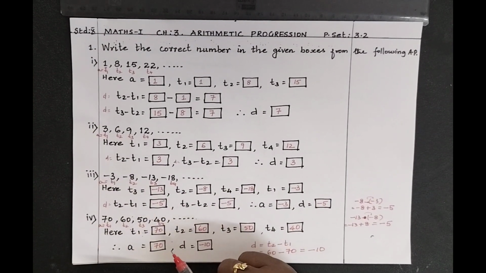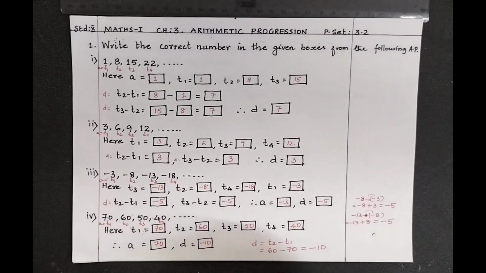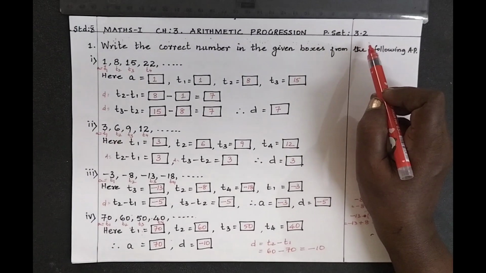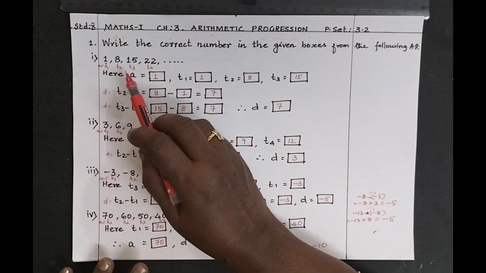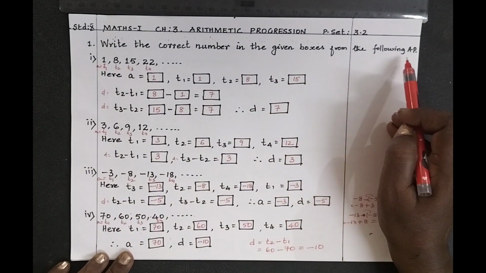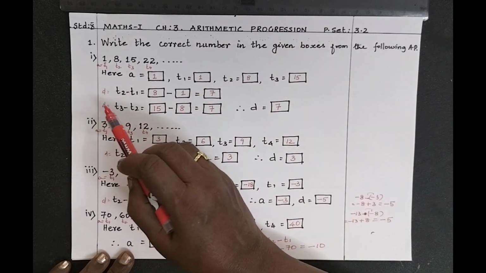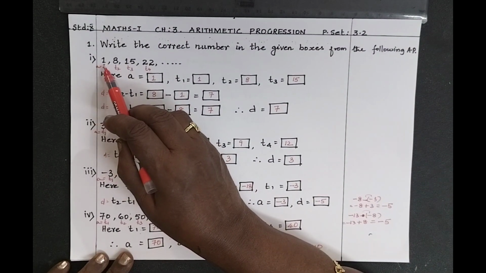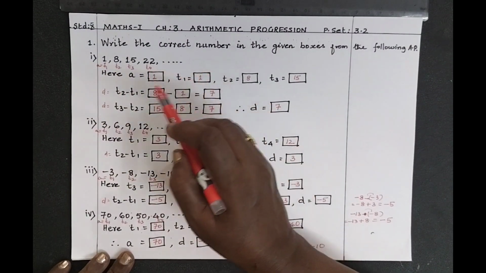Welcome dear students. Today we are going to solve sums from practice set 3.2. Write the correct number in the given boxes from the following AP. Now this is an activity sum. First sum is 1, 8, 15, 22, etc.